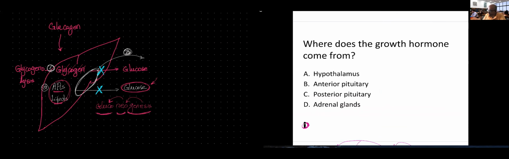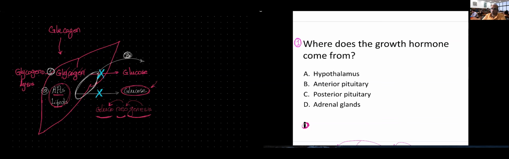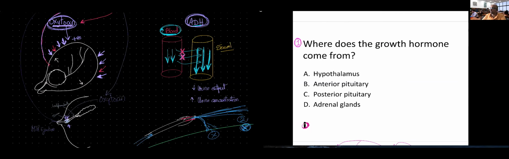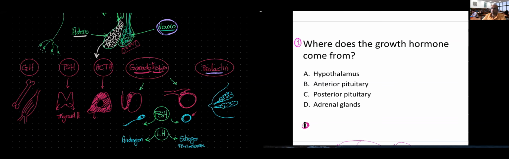So our very first in-class activity question for today is, where does the growth hormone come from? Where do you release the growth hormone from? Hypothalamus, anterior pituitary gland, posterior pituitary gland, or adrenal glands? Which one is releasing your growth hormone? You remember?